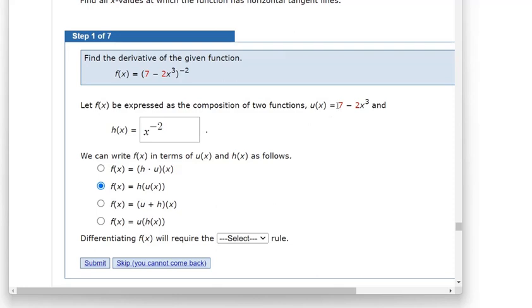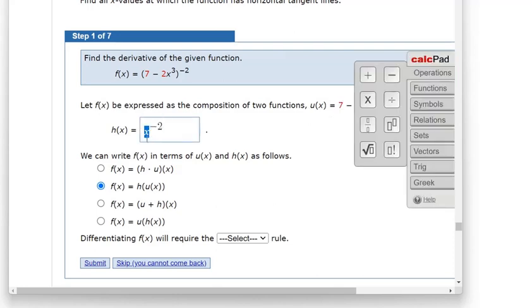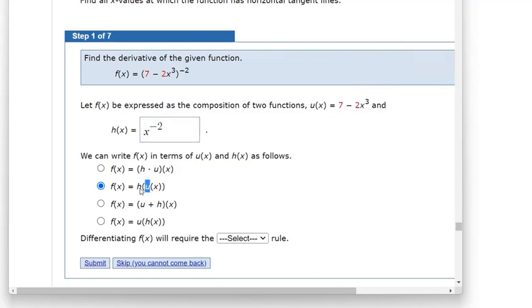What's happening is we're putting u into h of x, right? So this is putting u into h of x. So this is the right notation. We're not adding them. This would be putting h of x into u. So that'd be putting negative x squared in here. That would give us 7 minus 2x to the negative 6. So we don't want that one.